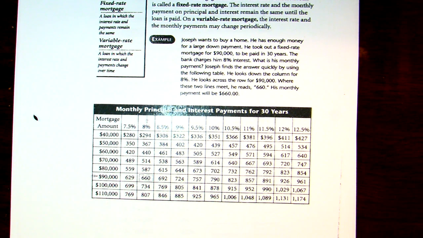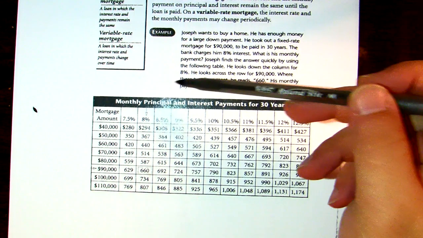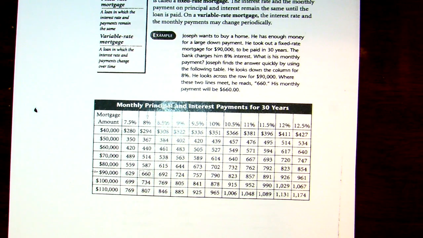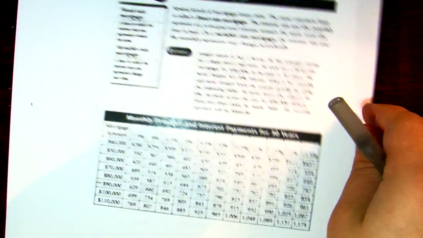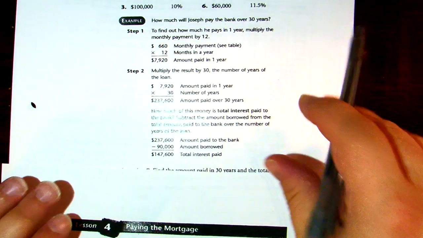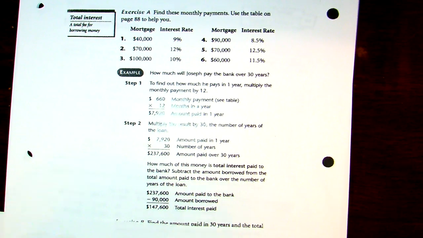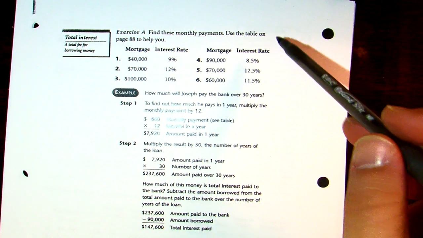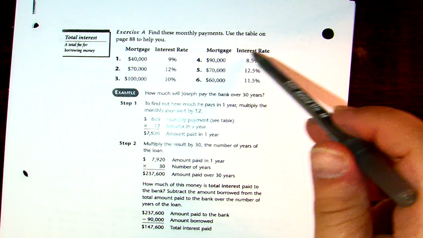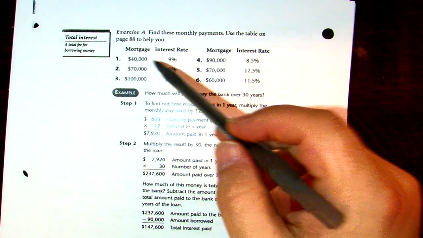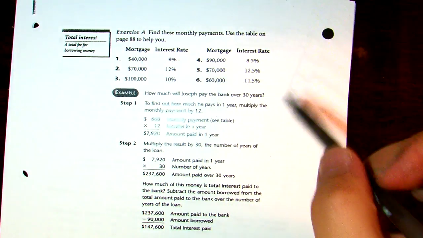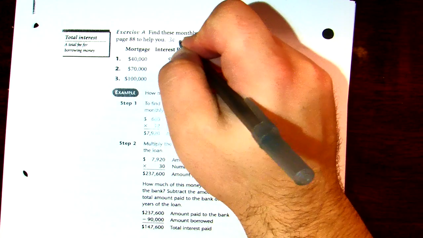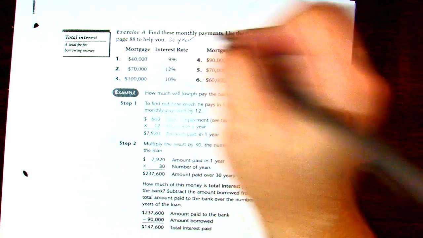And you're going to pay them not just over a single year. You're going to pay them over multiple years, almost some people over a lifetime. Most mortgages are 30 years, and if you look at this chart, it shows monthly principal and interest payments for 30 years. So if you look at example 1, or exercise A here, it says find the monthly payments. Use the table to help you, okay? So if you got a mortgage at 9%, and we're assuming this is for a 30-year mortgage, they should have put this in the instructions here.